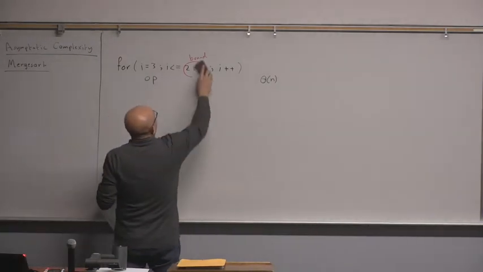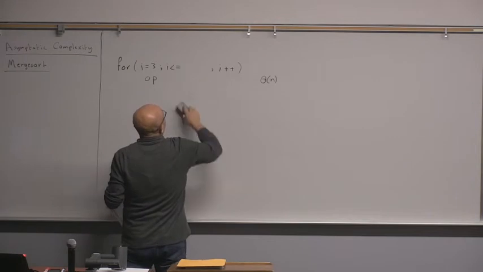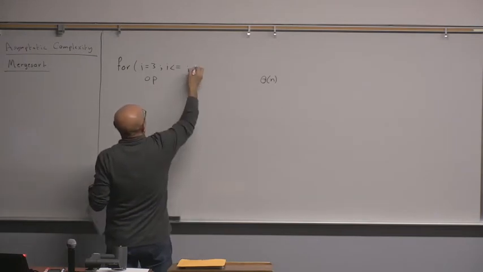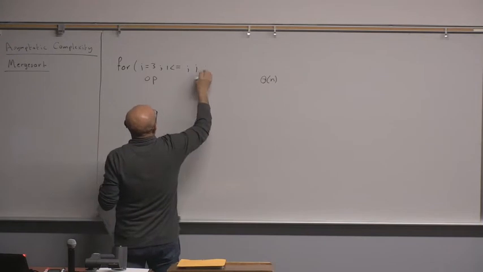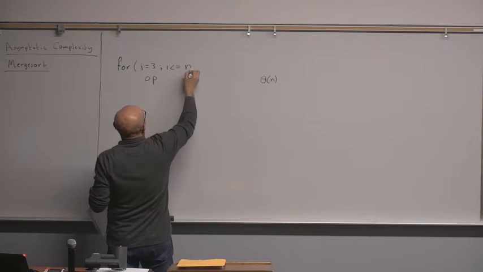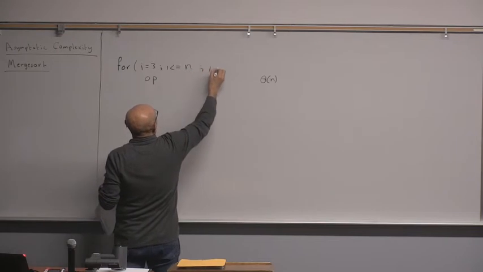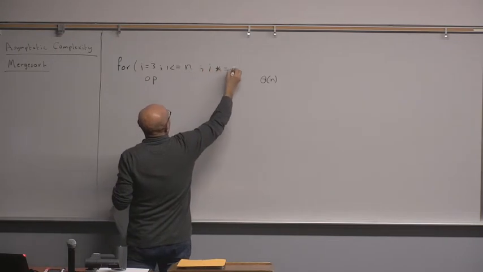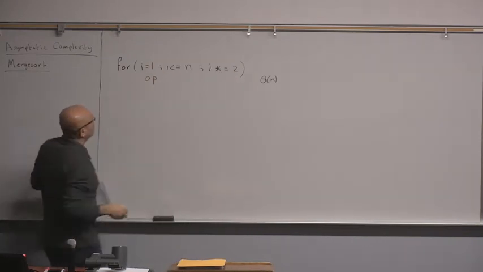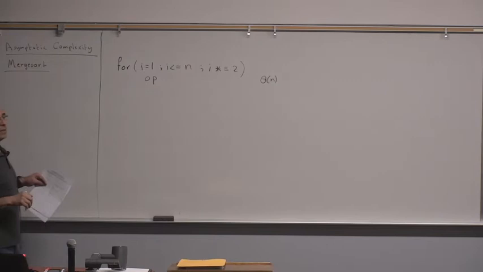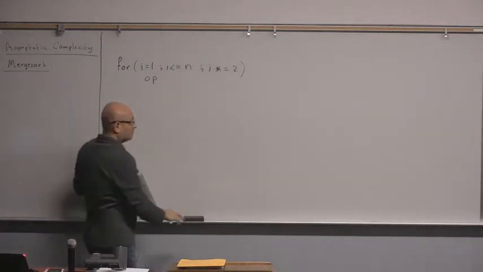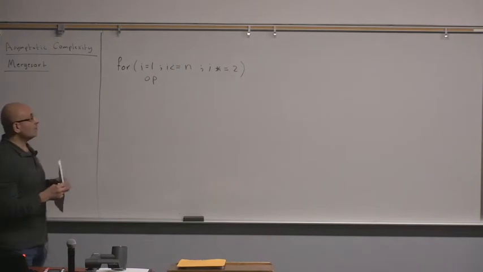But what if we do, so this is theta of n. Now what if we do i less than or equal to n, i times equals 2. And let's start from 1. So what's the running time now? What's the asymptotic complexity? Log n. So why is it log n?